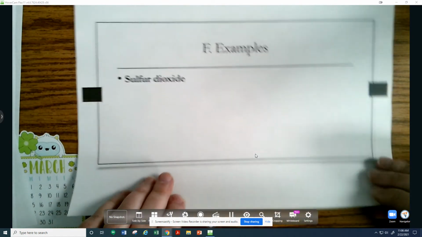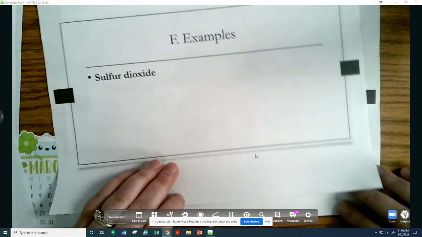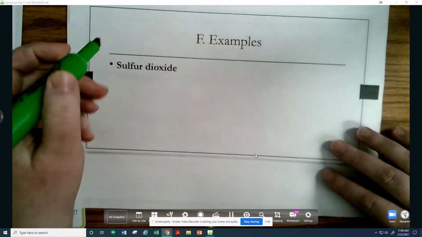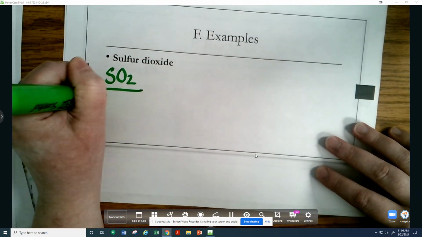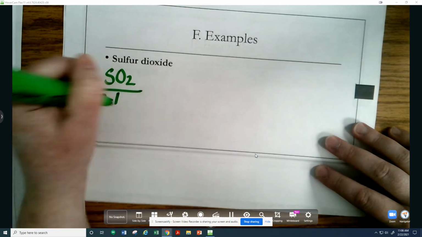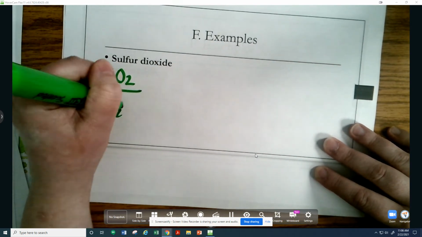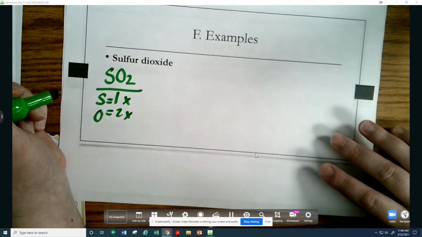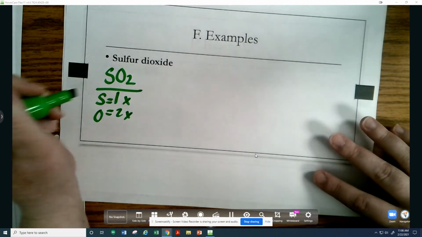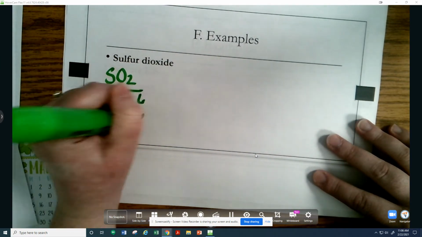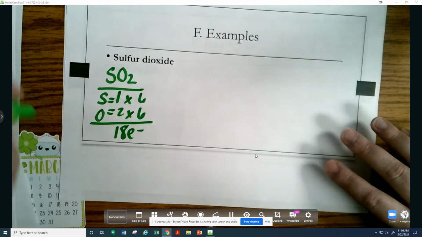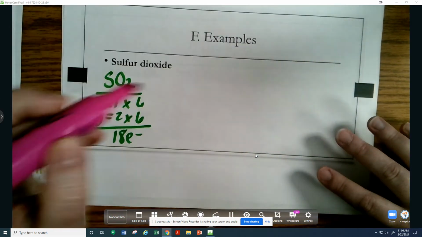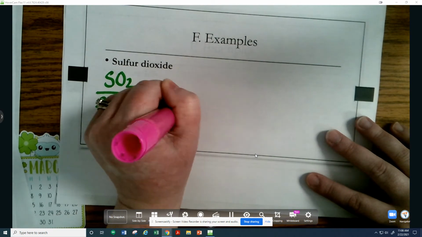My example for you guys for this first one is sulfur dioxide. Sulfur dioxide is going to be SO2. When I list them out, I have one sulfur and two oxygens. They're each in the same family here, so each of them has 6 valence electrons. So we have 18 total electrons to spend. When I go to draw my Lewis structure, my central atom is going to be the sulfur.